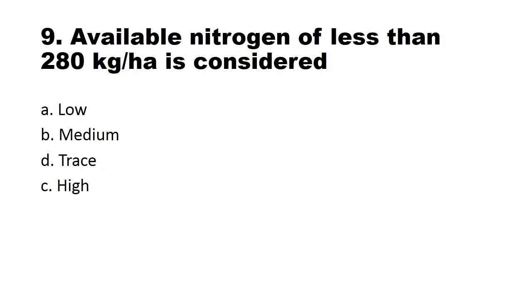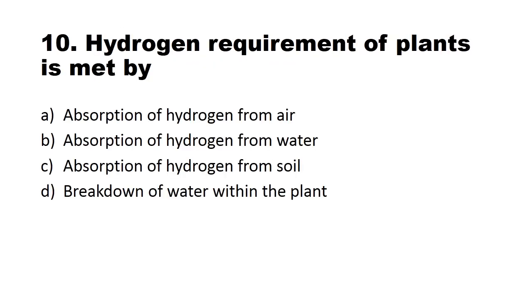Question number 9. Available nitrogen less than 280 kg per hectare is considered as? Option number A, low, option number B, medium, option number C, high, or option number D, trace. And the right answer is option number A, low. If the available nitrogen in soil is less than 280 kg per hectare, it will be considered low.